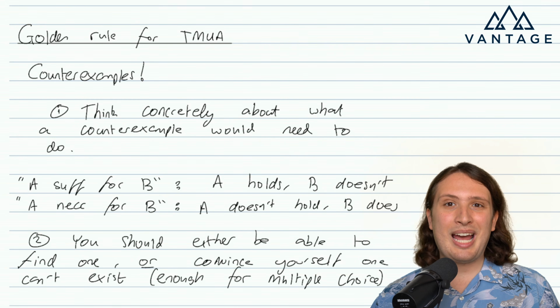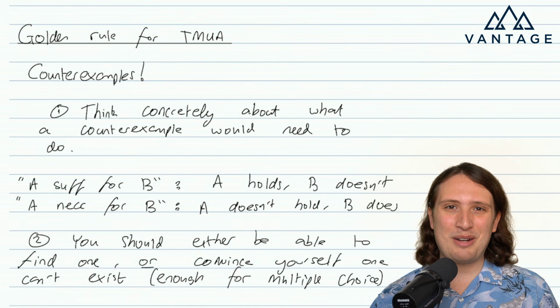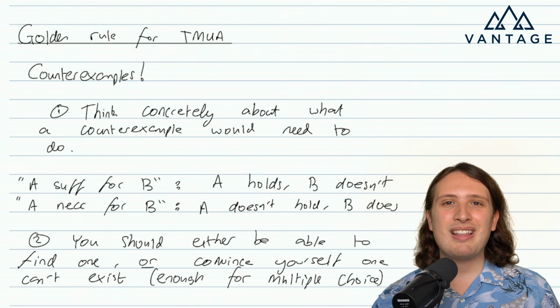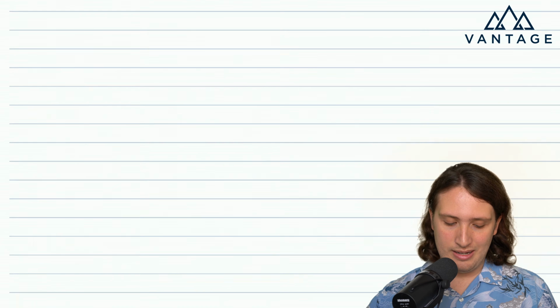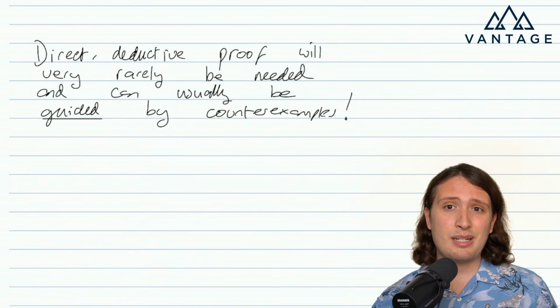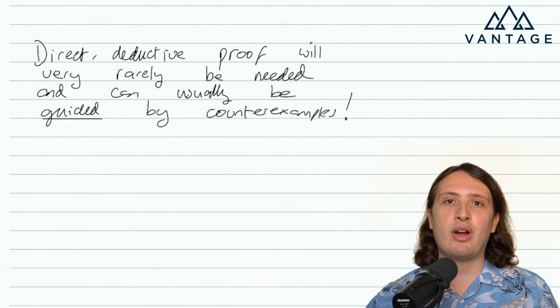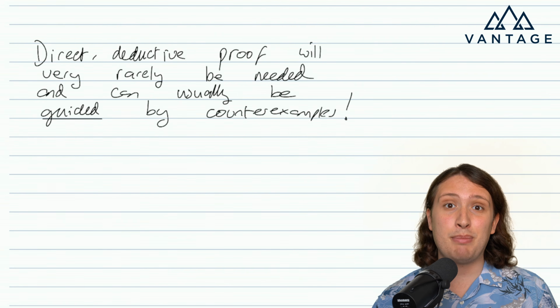So although counterexamples are in some sense a different topic from necessary and sufficient conditions, they are usually the right way to center your thinking in these problems. A direct proof, a deductive proof, actually writing a proof that, say, A implies B, will very rarely be necessary.